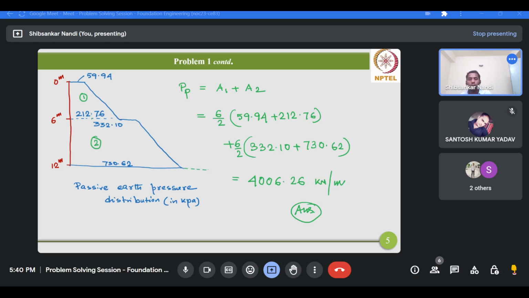Suppose this is the base or reference line or datum line. Now from this base of the wall, at what level this PP should act? Suppose I am considering the PP is acting at a distance of z bar from the wall base. Now how to calculate this z bar?